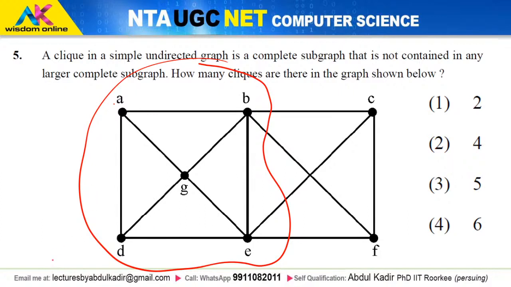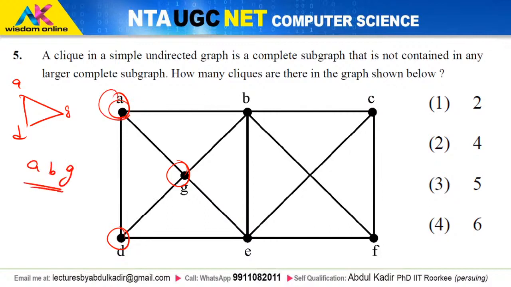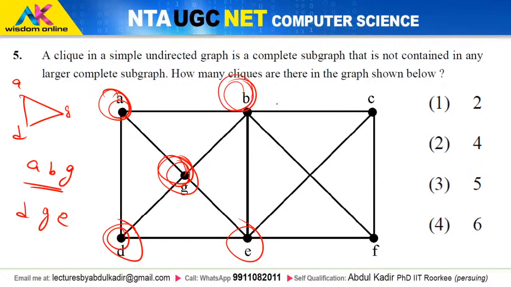But this is a maximal clique: A, G, D. Remember, this A, G, D means this A, this G, this D. This is a maximal clique. Similarly, A, B, G is also a maximal clique. Similarly, D, G, E is also a maximal clique. Similarly, B, G, E is also a maximal clique.